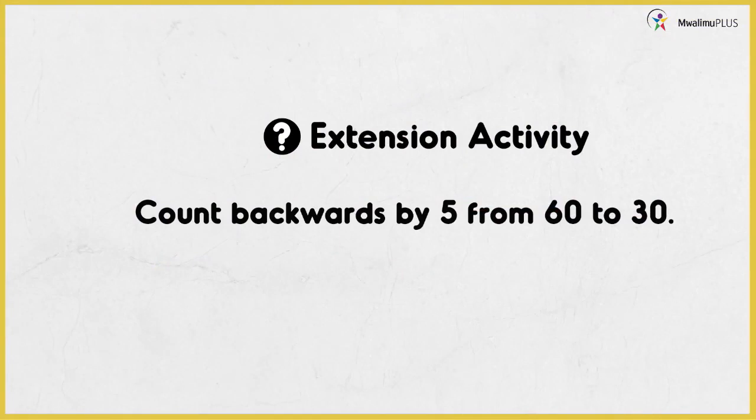Good. So the work was this, the question: count backwards by 5 from 60 to 30. Count backwards by 5 from 60 to 30. What do you understand by this? Yes, we are only subtracting 5 from each number, then we get the numbers. Like that. Check on the screen.